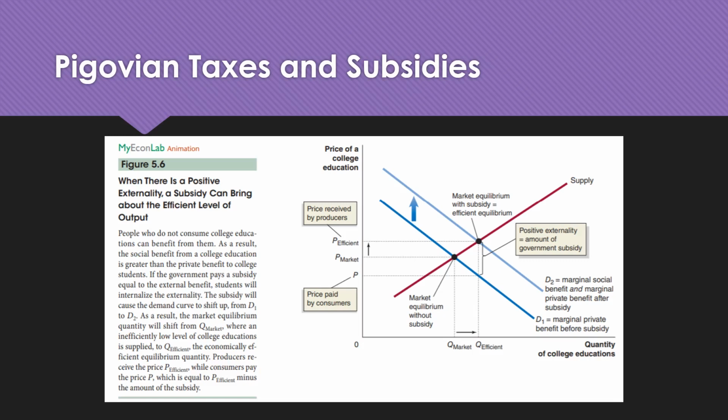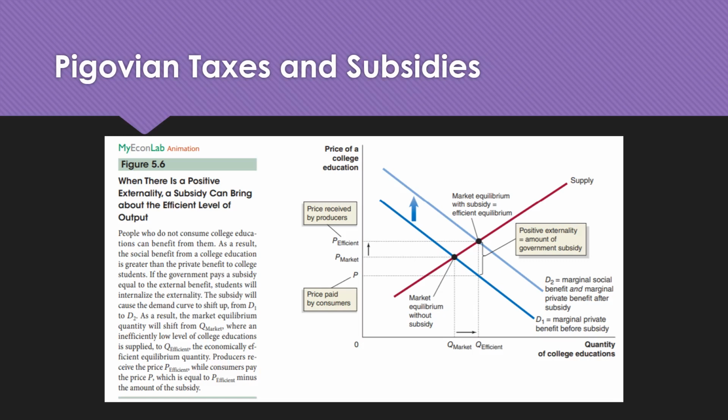So the trick is that some people might think, oh, our subsidy should be equal to the difference between P efficient, represented by the intersection of demand 2 and supply, and P market, which is what people were paying before.